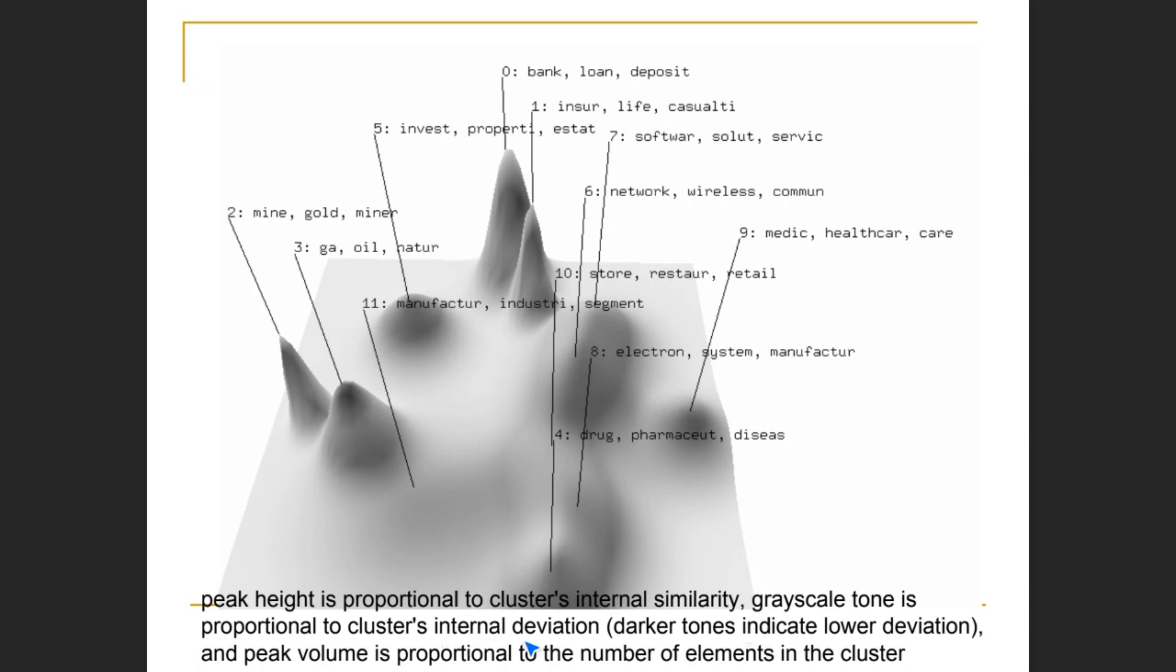Grayscale is internal deviation. So darker means they're closer to each other. Brighter ones tend to be further apart. And then they use volume, peak volume, for the number of elements in the clusters.